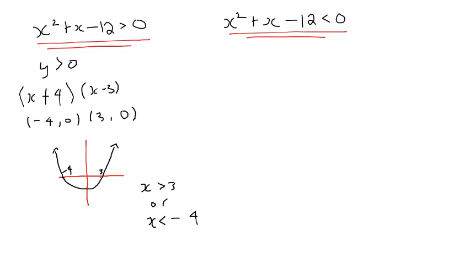Now the question is, why do we get this "or" sign here? Why don't we get x is greater than 3 and less than negative 4? The reason has to do with these two lines here. Notice how they're not joined.